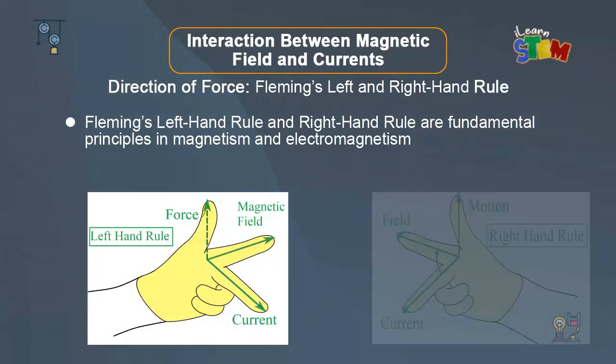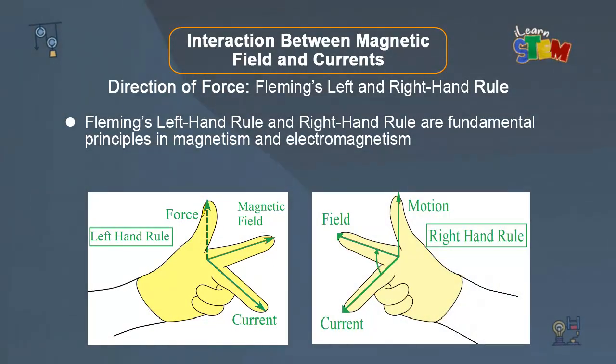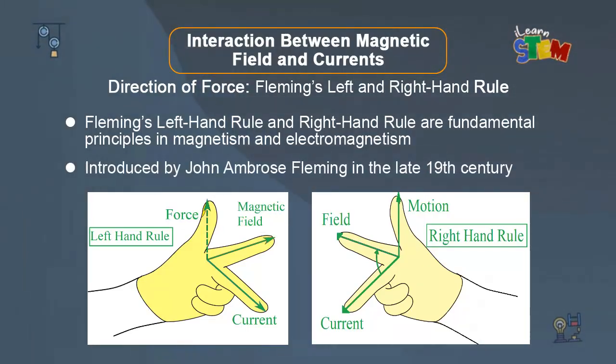Fleming's left-hand rule and right-hand rule are fundamental principles in magnetism and electromagnetism, introduced by John Ambrose Fleming in the late 19th century. These rules serve as simple tools to determine the direction of electric current in a generator or the direction of motion in an electric motor. It is important to note that they do not provide the magnitude of the quantities involved. Instead, they help identify the direction of any one of the three parameters, magnetic field, current, or force, when the directions of the other two are known.